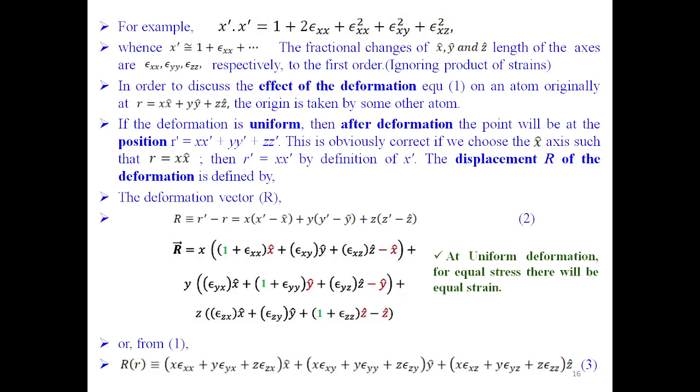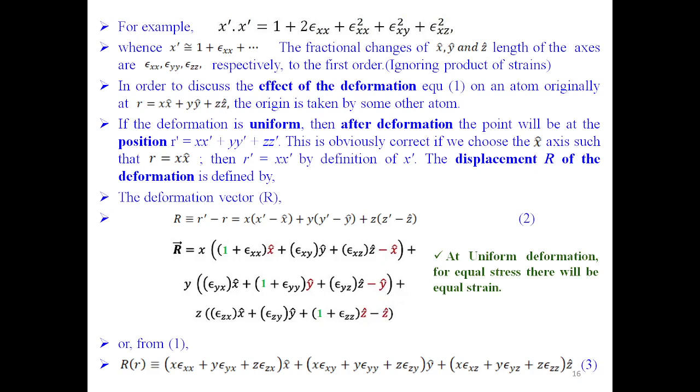In order to discuss the effect of the deformation, equation 1 on an atom originally at r equal to x cap plus y cap plus z cap. This we discussed in the earlier slide. So the origin is taken by some other atom. If the deformation is uniform, then after deformation the point will be at the position r prime. This is obviously correct if we choose the x-axis such that r equal to x cap, then r prime equal to x x prime by definition of x prime.